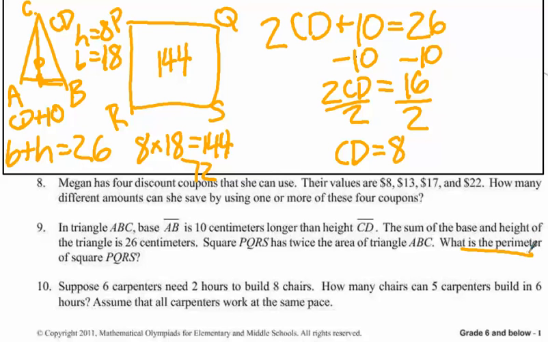So we're trying to find the perimeter of the square. So we know the area, and we also know that squares all have equal sides, so we need side lengths that are multiplied together to get 144, so that could be 12 and 12. So now the perimeter, you add up all the side lengths, and 12 plus 12 plus 12 plus 12 is 48. So then that's your answer.